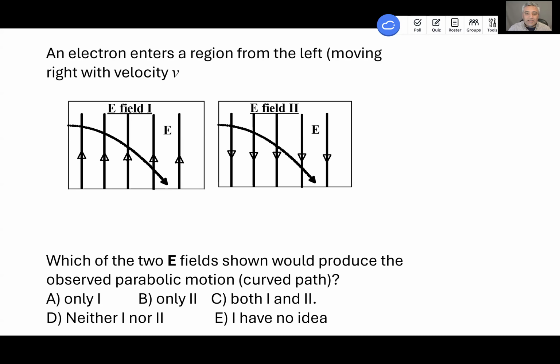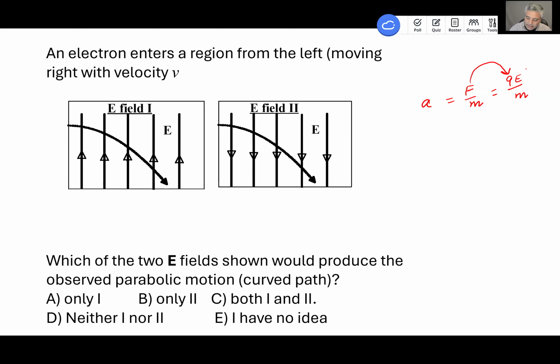And we said, okay, we can use acceleration. We can find acceleration of such charged particles, and that is force over mass, which means Q times E over M, because the force on a charged particle in an electric field is Q times E. So that's what we learned.